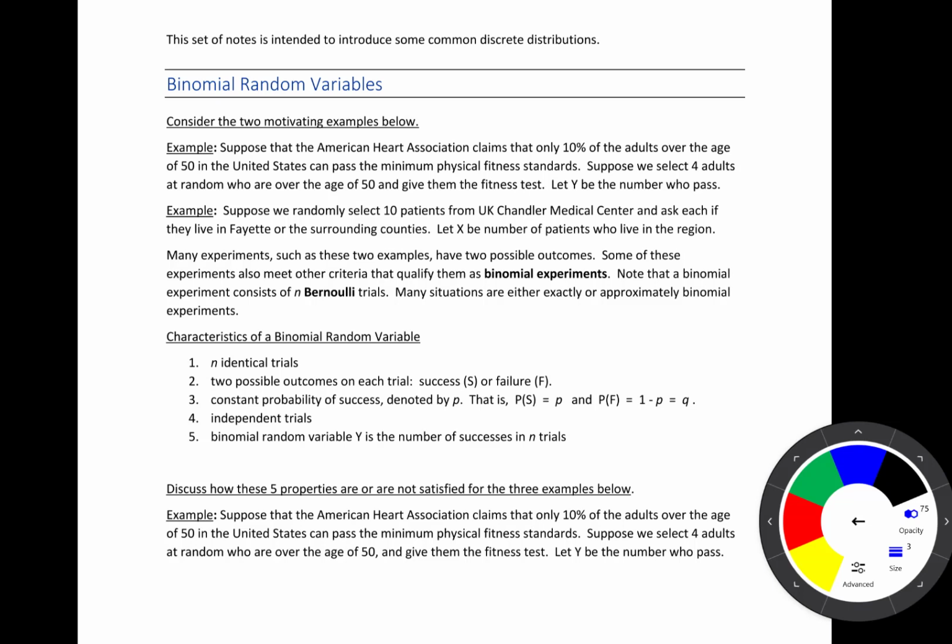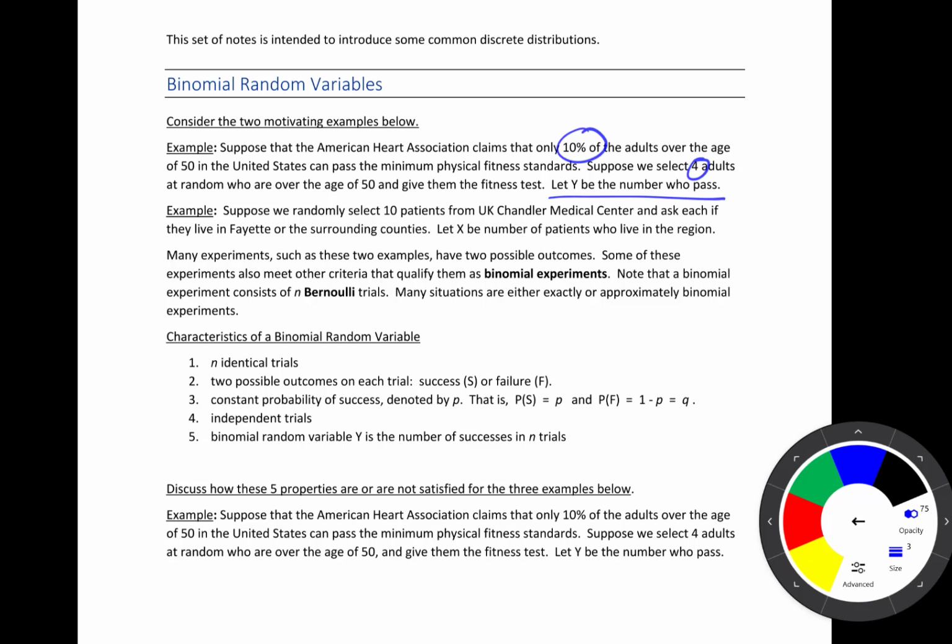So notice for this example, we're selecting a total of 4 adults, so we know how many we are selecting. We also know the probability of whether or not they pass. So notice there's 2 options here, either they pass or they don't pass. So we know the probability of passing is 10%, therefore the probability of not passing is 90%. And then our random variable is going to be the number out of those 4 that pass.